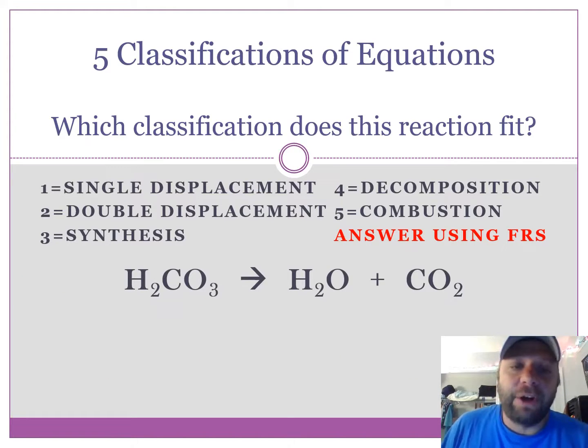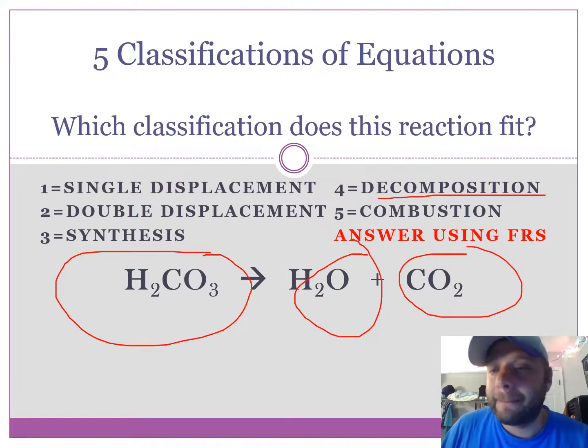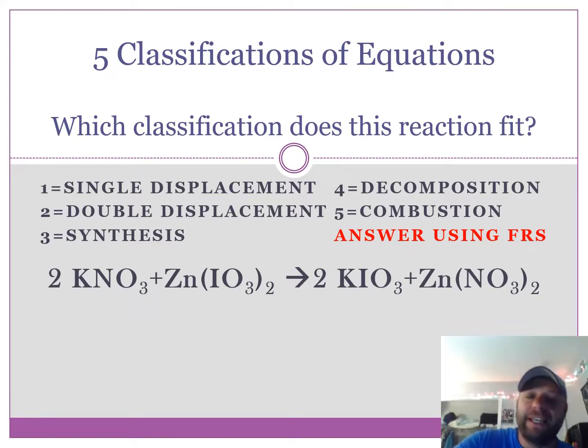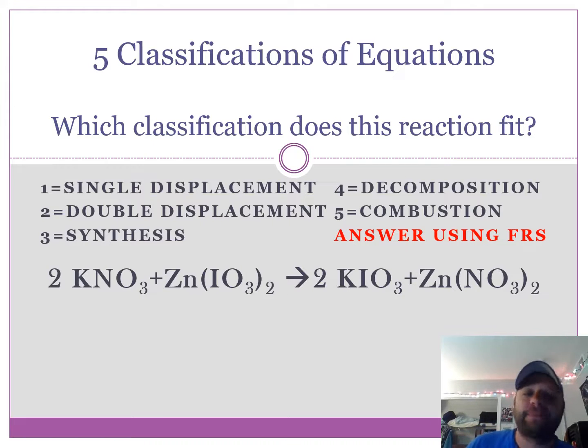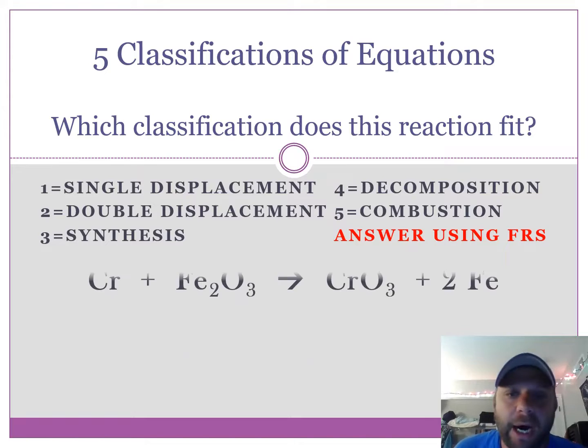Here we've got a large thing becoming 2 smaller things. That's decomposition. Here we've got 2 compounds. Anytime I see 2 compounds, I know that it's going to be double displacement because it's doubly difficult, although it's really not. Now we've got a singular element, so I know it's single displacement.